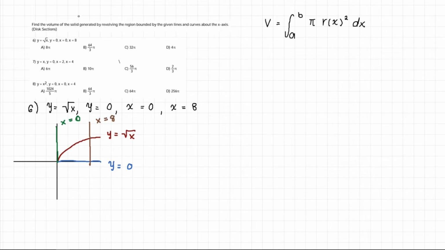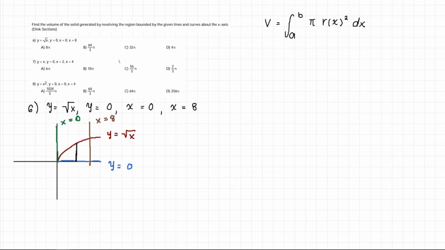So what we want to do now is this area bounded by these curves, we want to rotate it over the x-axis. Okay, so let me erase this real quick. This area I'm going to rotate over the x-axis, and what is the equation of my radius? It's going to be the distance between the x-axis to the parabola, in this case y equals the square root of x.